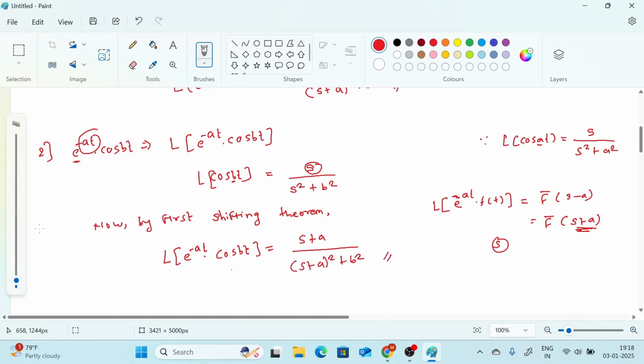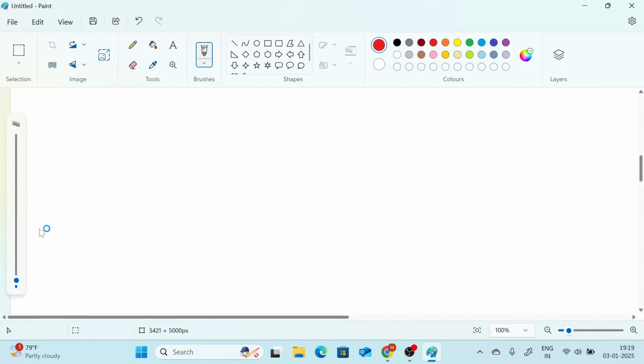This is the answer for Laplace of e raised to minus at into cos bt. So we are moving towards the next equation now. Third equation. Now we are going to the third problem.